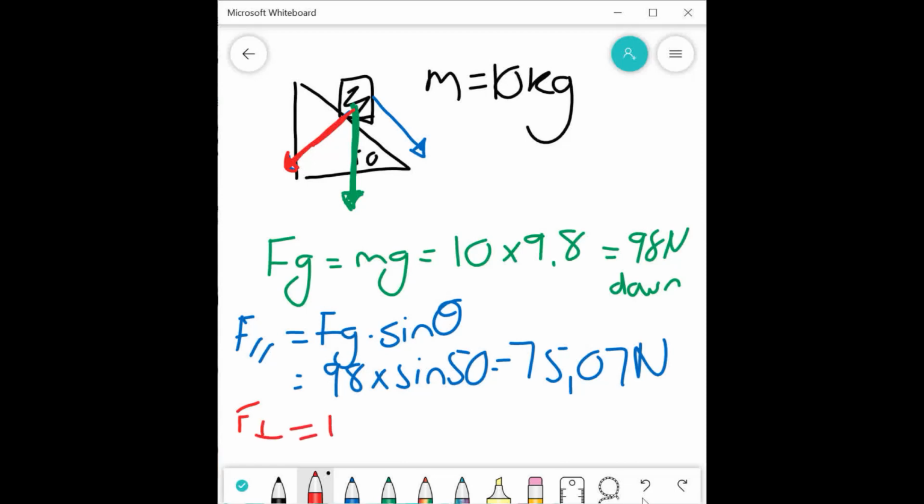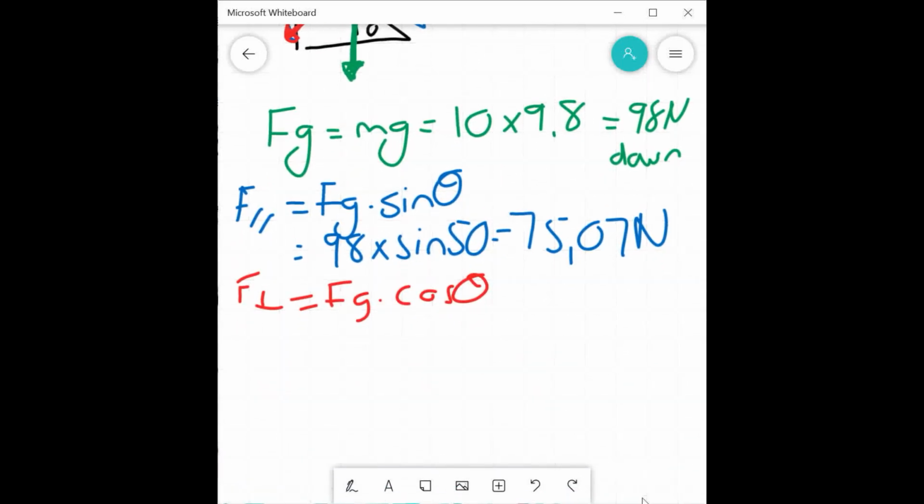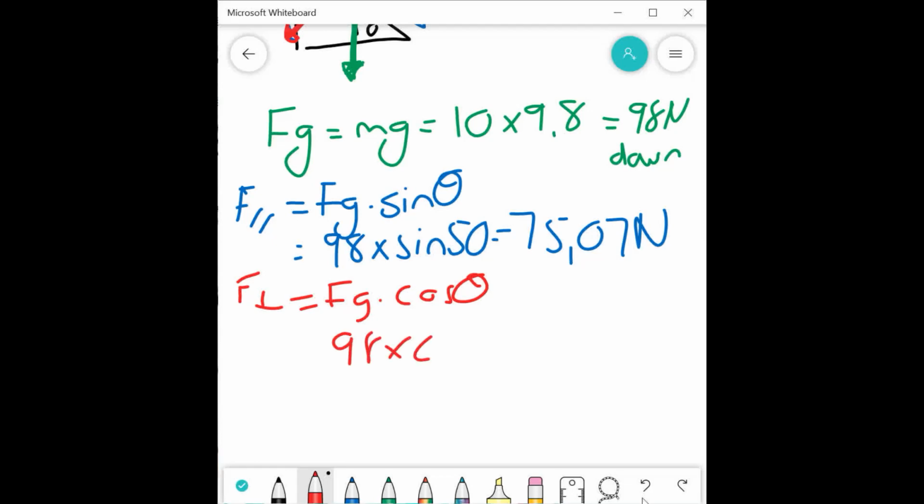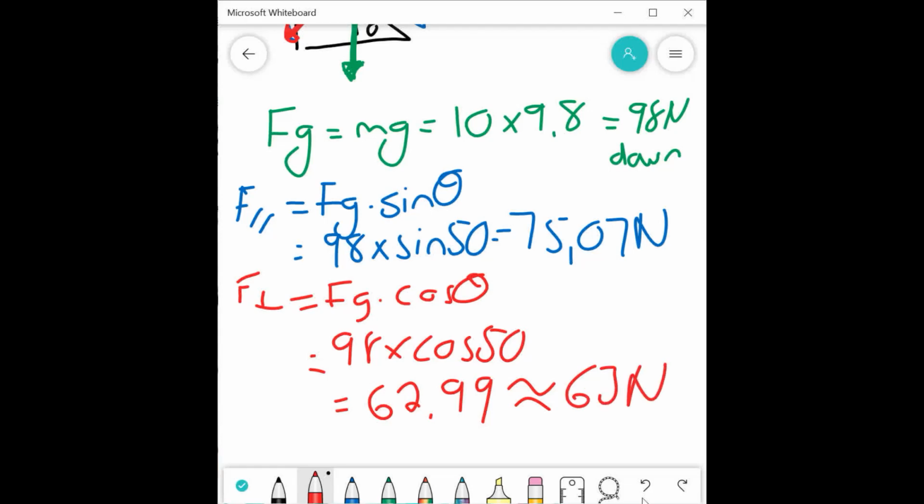Same with your F perpendicular. It will be cos theta times your Fg, which will be cos of 50 times 98. Plug that into your calculator and you get 62.99, so we'll approximate it to 63 newtons.